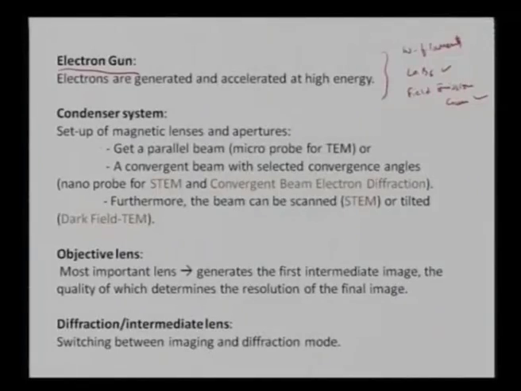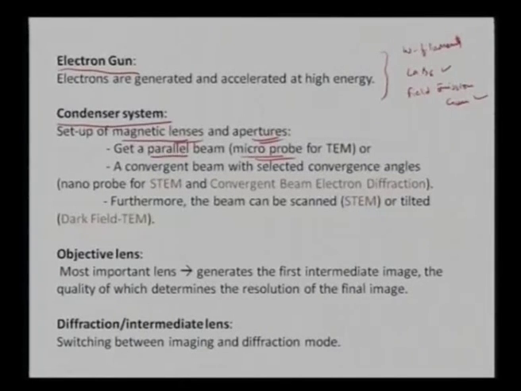Once the electrons have been generated, I need to get a parallel beam of them. They have to be accelerated by an anode, and after that they are made parallel, or made to fall as a very fine beam. There is a set of magnetic lenses and certain apertures which allow me to condense the beam, make it parallel, and then focus it further for the imaging part. So I can get a parallel beam, or make it more like a micro probe, a micro probe beam of electrons.